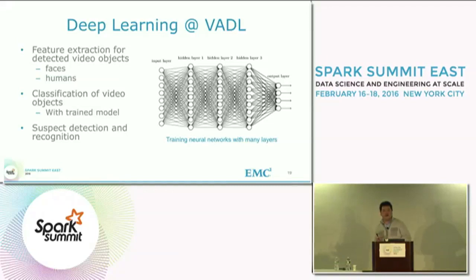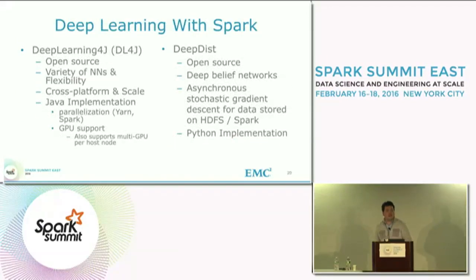But here, one thing that we are looking into is to simplify the system components. We could set up a separate deep learning system cluster, but if we could reuse and share the existing system components, especially Spark, then things will become much simpler and better, right? So that's why we are now investigating various deep learning on Spark frameworks like DeepDist and Deeplearning4j.